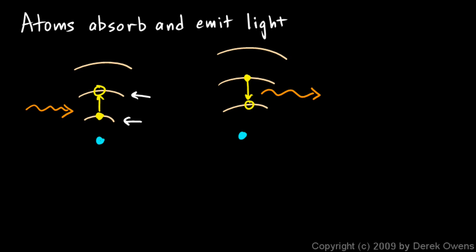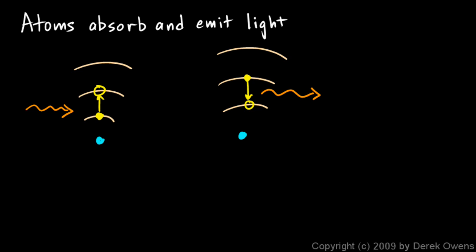So if you were to actually put numbers on these, in a hydrogen atom, for example, there'd be a certain amount of energy between those two energy levels and a certain amount of energy between those two energy levels. And those numbers would be different for a helium atom or a lithium atom or a carbon atom. Different atoms have different energy levels.